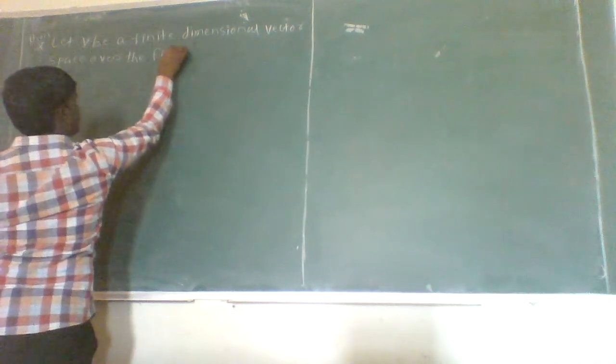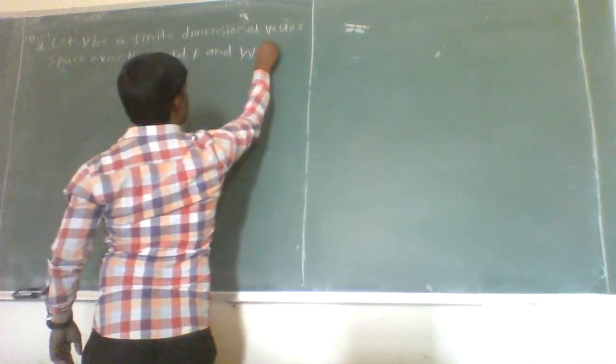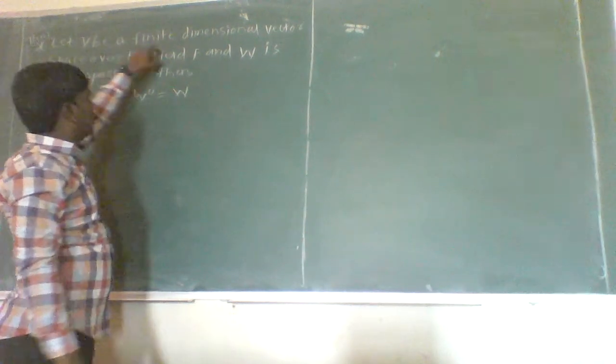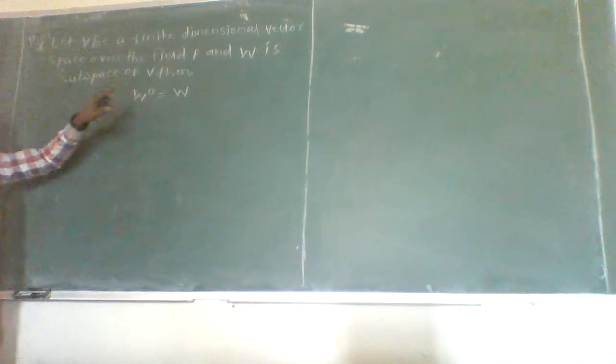Let V be a finite dimensional vector space over the field F and W a subspace of V. Then W double annihilator is equal to W. So if V is any finite dimensional vector space over the field F and W is any subspace of V, then we have to prove that W double annihilator is equal to the subspace W.